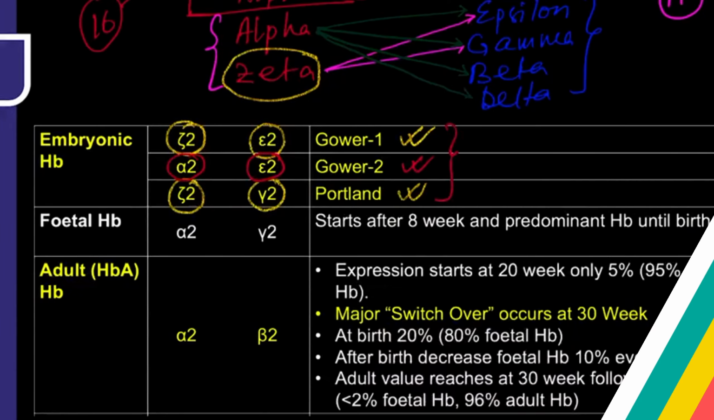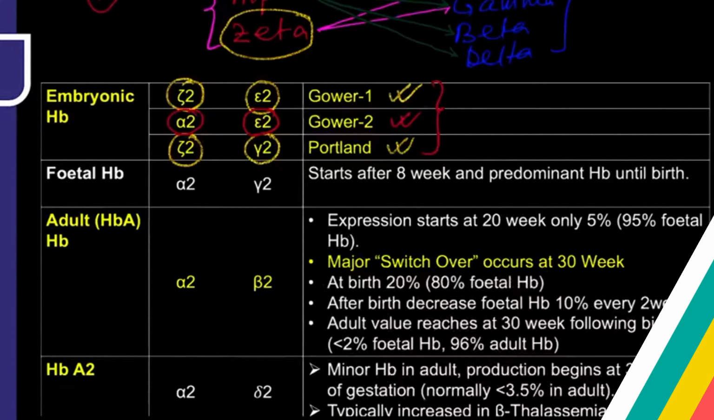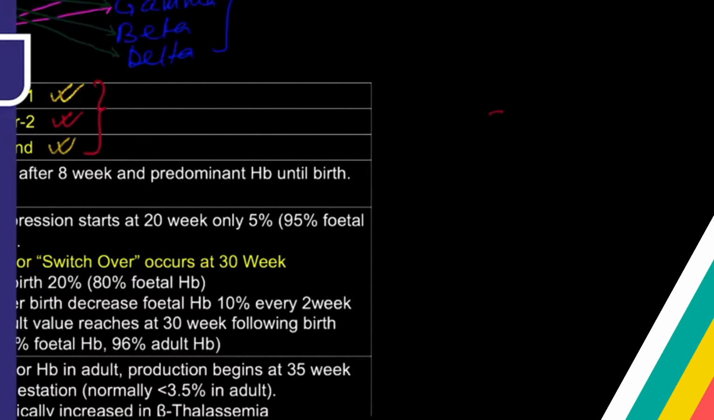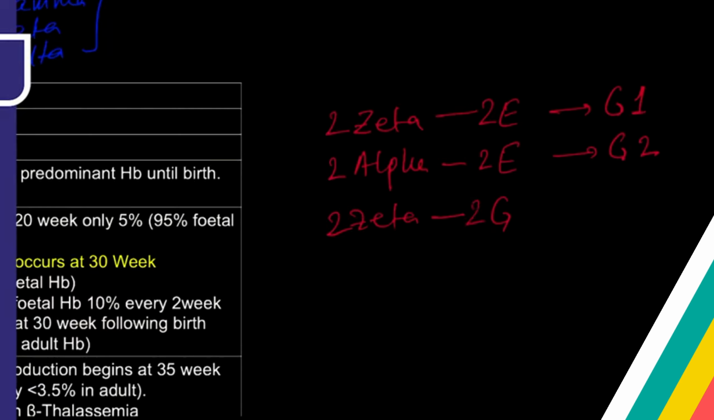All of these three varieties of hemoglobin are known as embryonic hemoglobin, right? So what is happening? We are talking like this: zeta, alpha, zeta. It is written in a sequence. And here epsilon, epsilon, gamma. If 2 zeta combine with 2 epsilon, then this is Gower 1 hemoglobin. 2 alpha, 2 epsilon is Gower 2 hemoglobin. 2 zeta, 2 gamma is Portland hemoglobin, right?